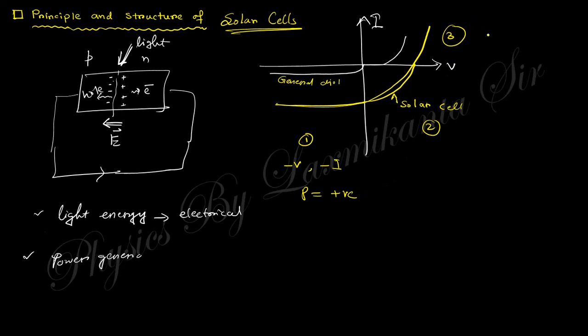In the third portion, that is positive voltage, positive current, so the power will be positive. But in that region, you can see the voltage is positive, but current is negative, so power equals negative. Power negative means it can generate power, it cannot take power from the external source, it supplies power to the external source.